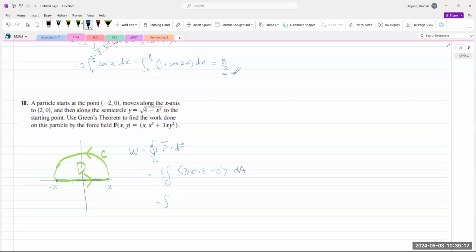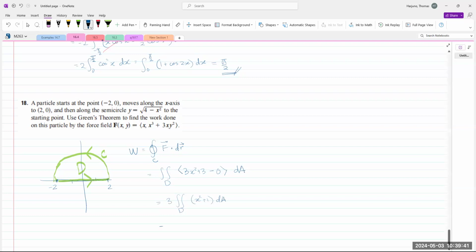So that's the integral from negative 2 to 2. Why am I doing that? Just make it polar right away. I will rewrite that first. Double integral over D, I take the 3 out. Double integral over D of x squared plus 1 dA.